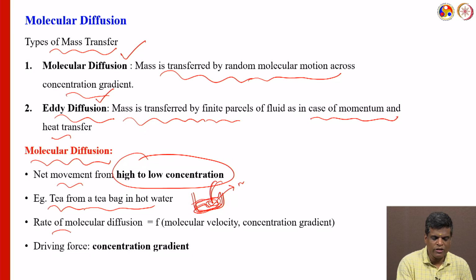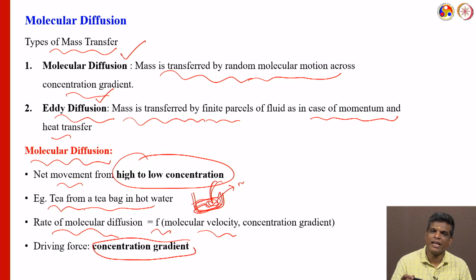What is the rate of molecular diffusion? It is a function of the molecular velocity and the concentration gradient. So, what is the driving force of mass transfer? We discussed it many times: the concentration gradient is the driving force for mass transfer.